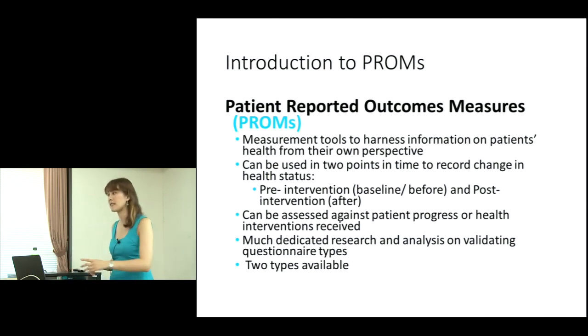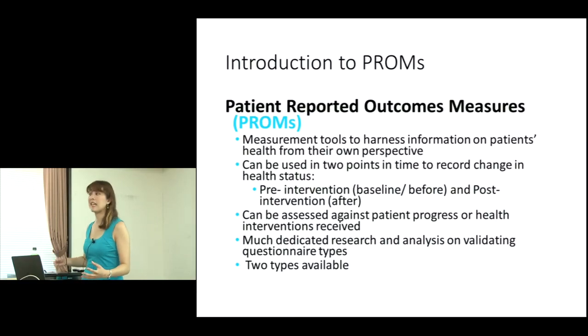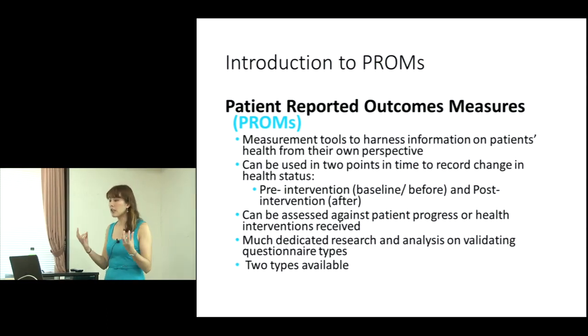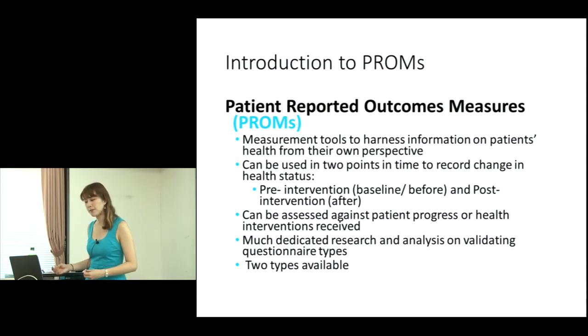for example, long-term diseases. I'll go on to events like sudden emergencies, what I am personally interested in researching, when you can't get a before event because they don't know they're going to have a stroke tomorrow, they don't know they're going to have a heart attack tomorrow. How do you capture real time before their baseline and afterwards? But in theory, essentially, you'd collect it at two time points, and you measure the change. So you can mark them against patient progress or health interventions received.